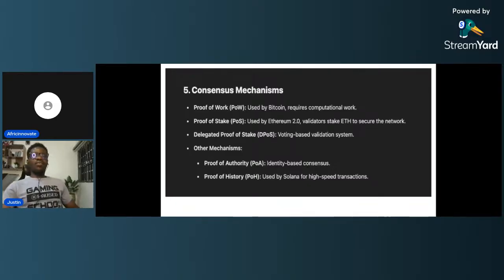All right, so we have delegated proof of stake, a voting-based validation system, and other mechanisms such as proof of authority and proof of history. We have different consensus mechanisms, but currently Ethereum is making use of proof of stake.